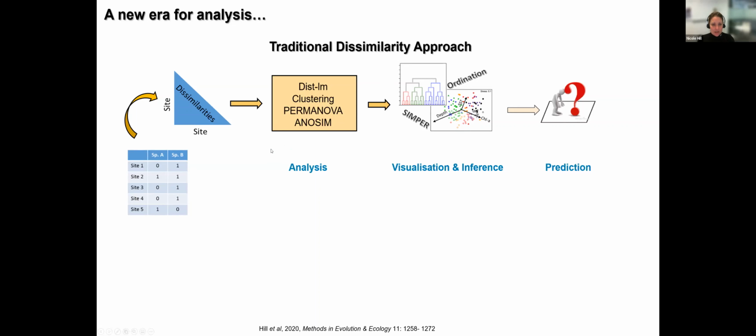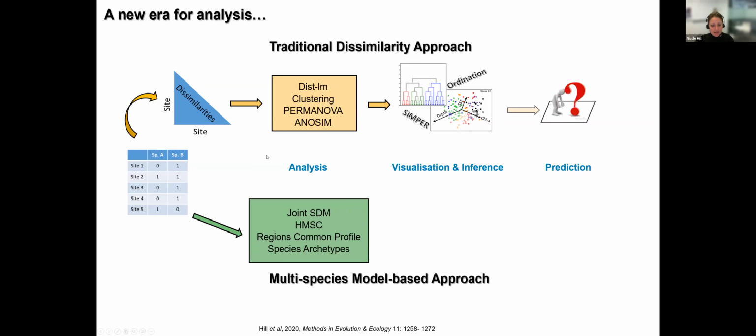So there's been a recent suite of advances in the way that we approach analysing multivariate species data. And I'm calling these multi-species model-based approaches, things like joint species distribution modelling, with names like HMSC, regions of common profile, species archetypes. They're all particular techniques. But what they essentially have under the hood is that they're based on GLMs that are linked somehow, often through latent variable structures, which are things that we don't observe, but we model.